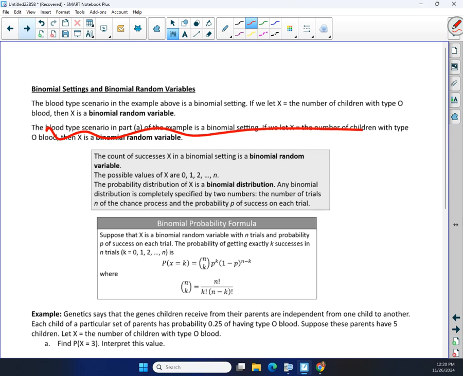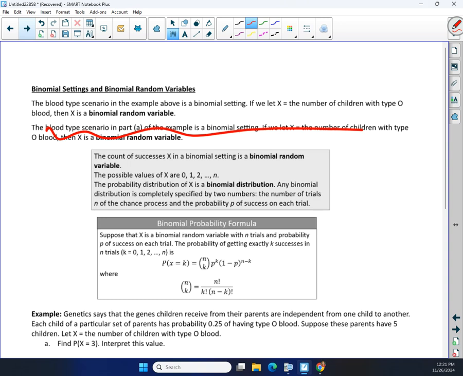The count of successes X in a binomial setting is a binomial random variable. The possible values of X are 0, 1, 2, up to n. The probability distribution of X is a binomial distribution. Any binomial distribution is completely specified by 2 numbers: the number of trials n of the chance process and the probability p of success on each trial.